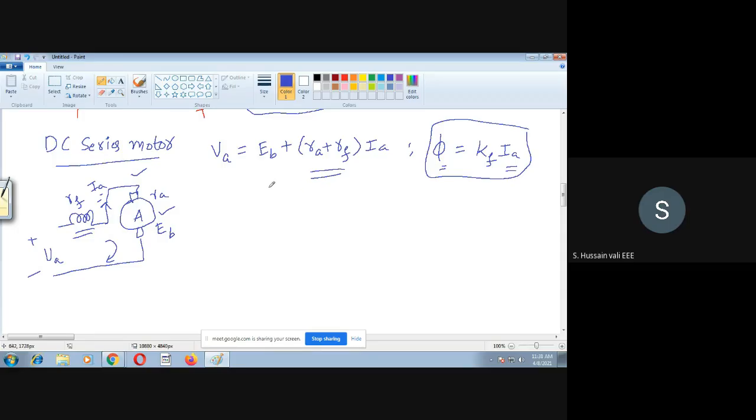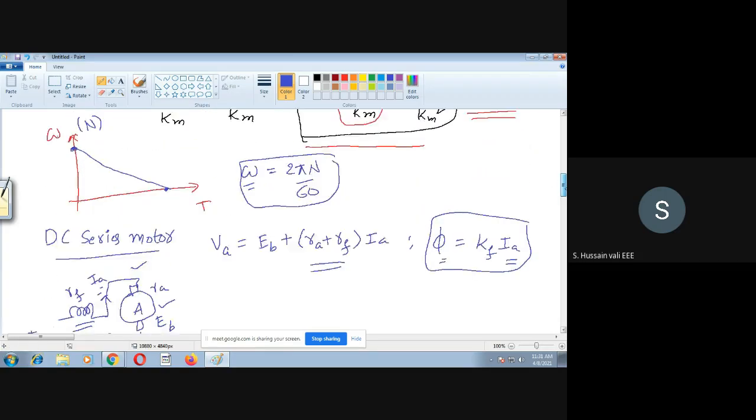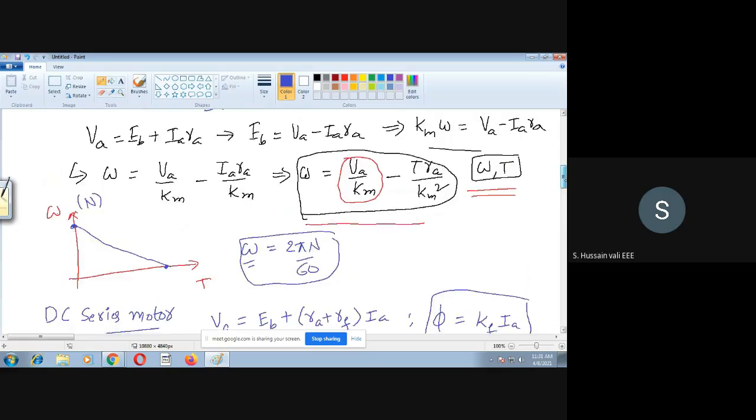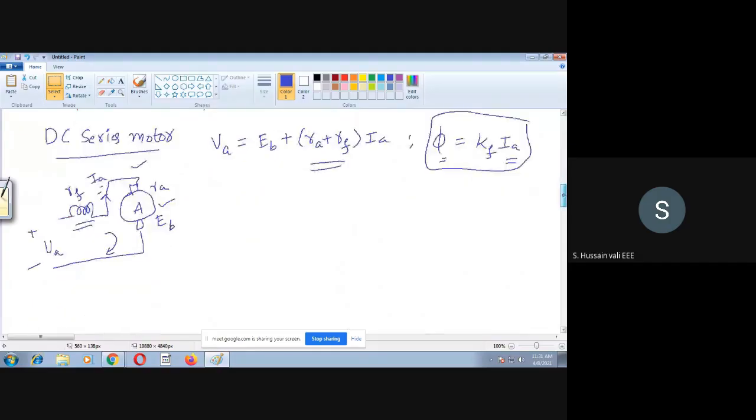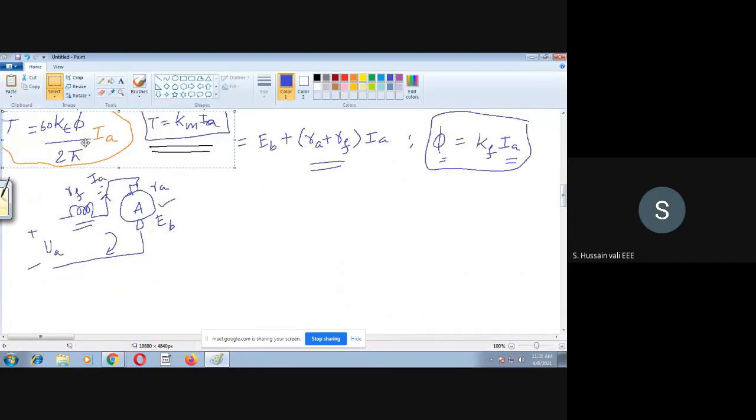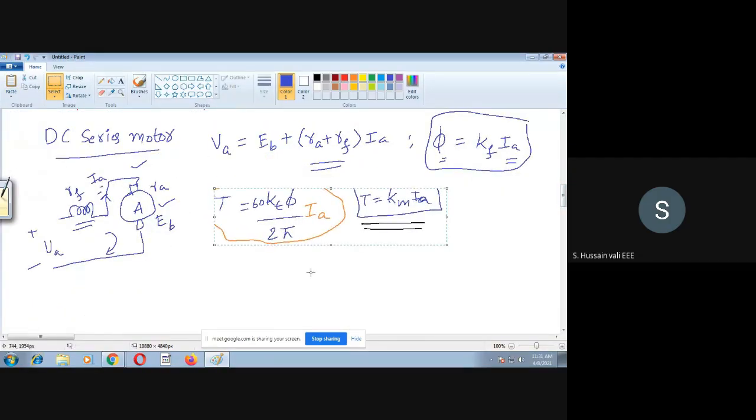And then we'll go further. Now we will recall the torque equation which we got earlier. What is the torque equation we got here? Better I will just copy this entire equation and bring the previous torque equation here.